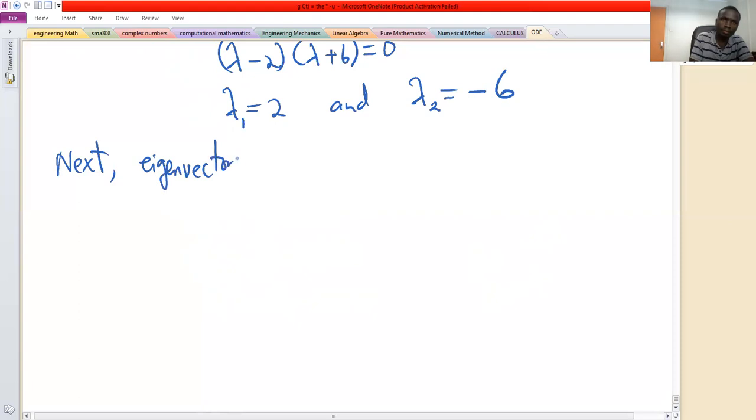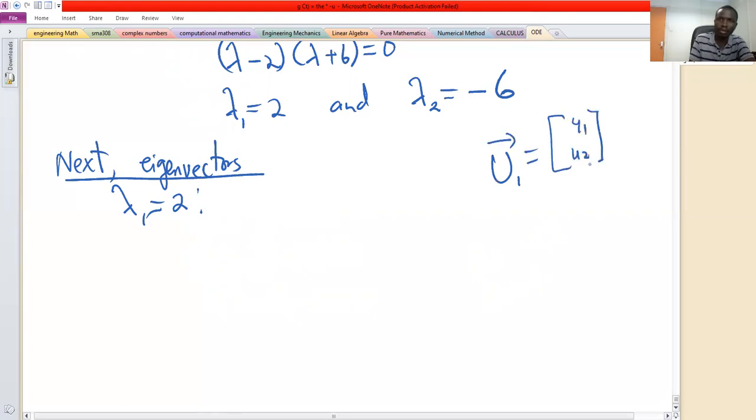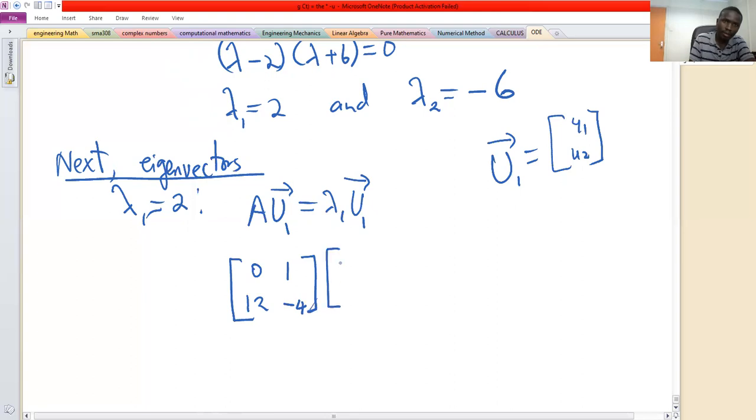So next, eigenvectors. We start with lambda 1 equals 2. Because we are dealing with a 2 by 2 matrix, U1 will be (U1, U2). So we need to have this equation satisfied: A U1 equals lambda 1 U1. So A is [0, 1; 12, -4], U1 is (U1, U2), equals lambda 1, which is 2, times (U1, U2).